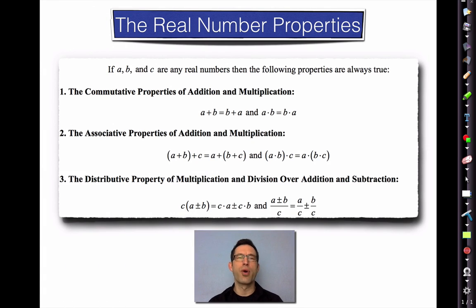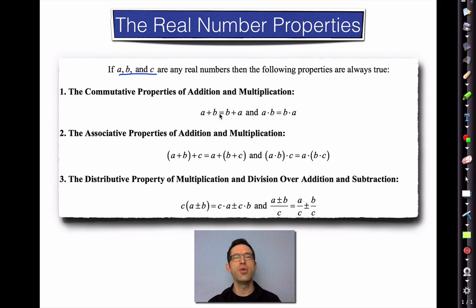The real number properties. Everything about algebra starts from these 3 properties, because these 3 properties tell us how real numbers, the numbers that you're used to using, interact when it comes to addition, really, and subtraction, multiplication, and division. So here we go. Let's review them. If A, B, and C are any real numbers, then the following properties are true.